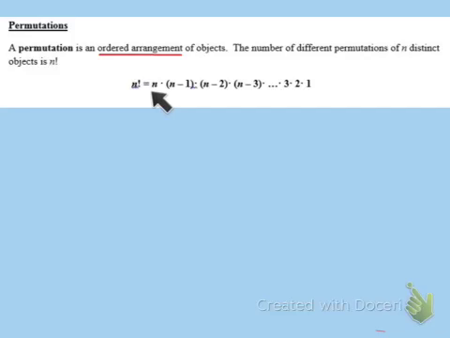N factorial is defined here as n times n minus 1 times n minus 2 and so on and so forth. Now I think it's much easier to understand this with an example. Say 4 factorial. 4 factorial is defined as 4 times 3 times 2 times 1, which we know is 24. So let's take a look at some examples.